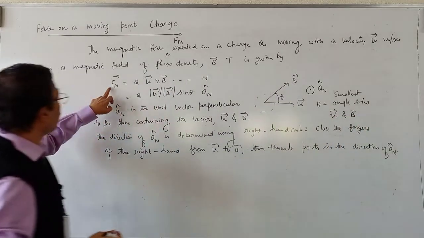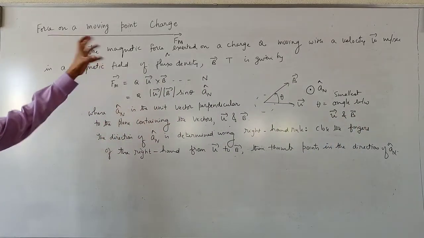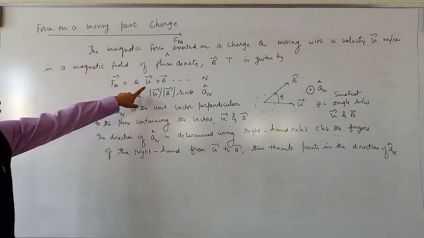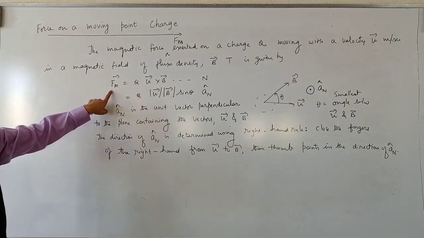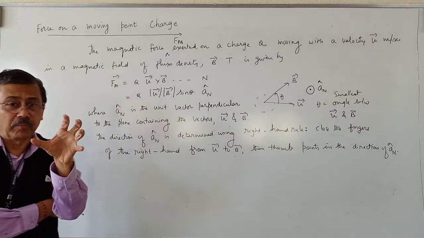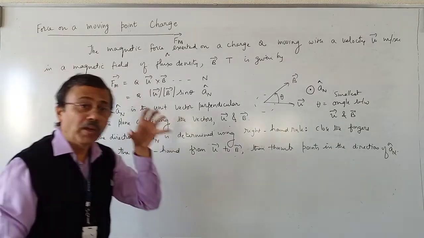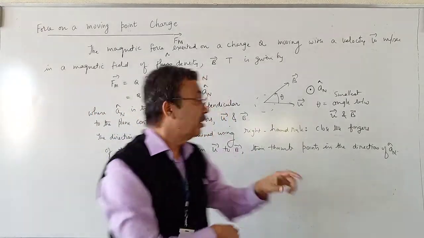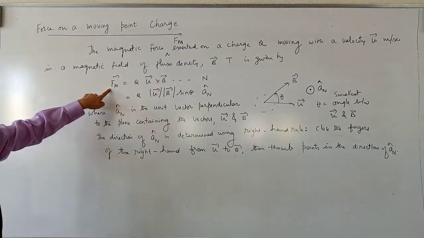This is the force experienced by the particle in a magnetic field. Please note that if vector u is 0, then Fm is 0. That means vector Fm is exerted on the particle only when the particle is in motion. When the particle is stationary, vector Fm will be 0.